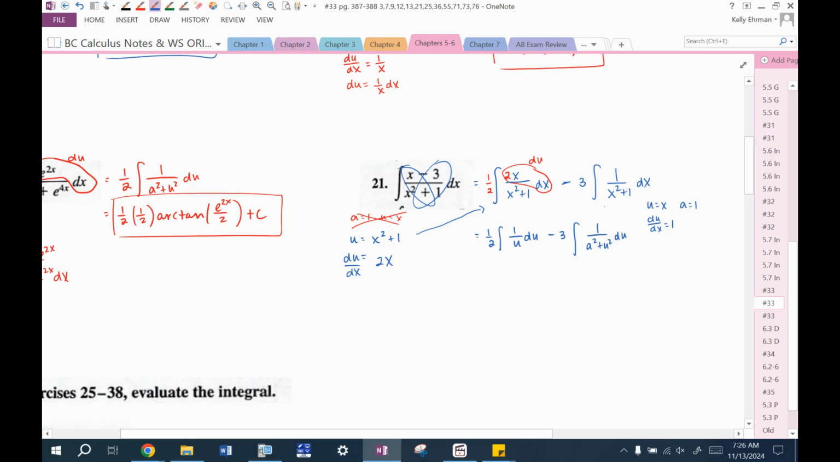Now my u's are different things. I don't know if I would really need to make one a w or something like that. I'm not going to worry too much about that. But this would be 1/2 times the integral of 1 over u, which is ln of the absolute value of x squared plus 1, although that's always positive, so it probably doesn't need an absolute value. Minus 3 times, this is arctangent, so 1 over a would be 1 over 1, arctangent of u over a, x over 1, just x, plus c. So that's a tricky one. U-sub doesn't take care of the minus 3 on its own, so you've got to split it up and then go from there.